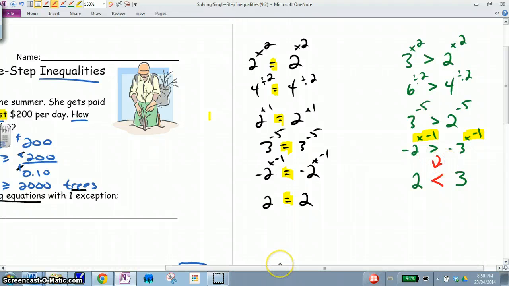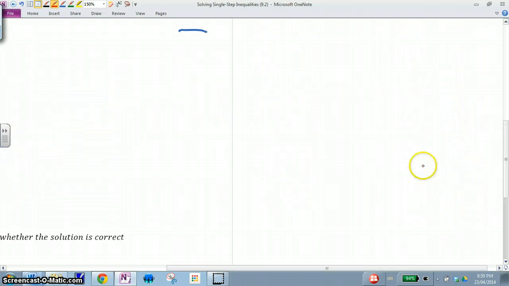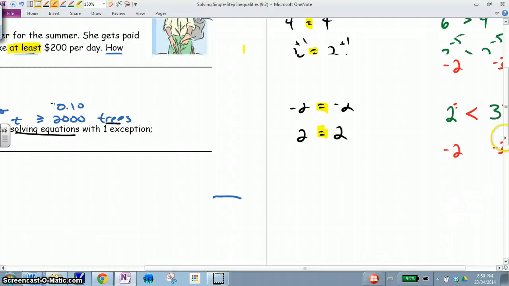Our one exception, and you can see that it would work the same way if we were to divide by negative 1. We would now get negative 2 and negative 3, and now we'd have to flip again, right?